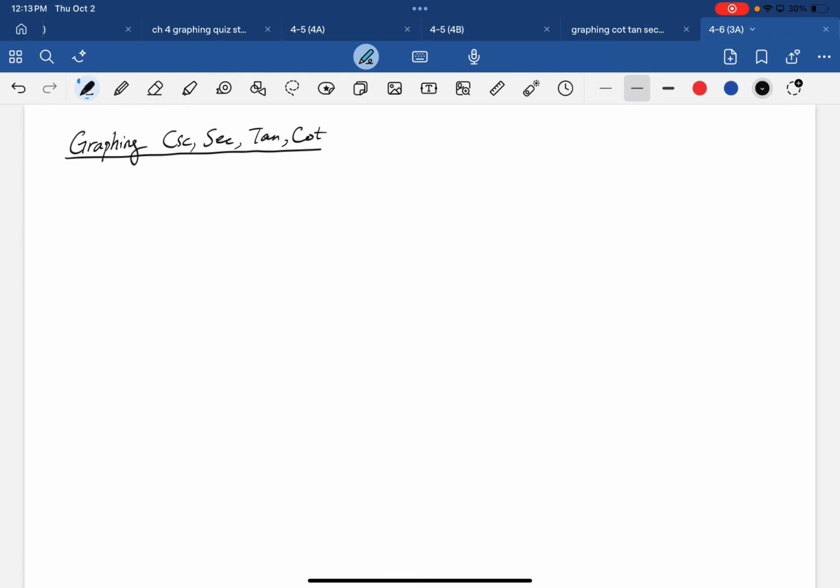All right, so cosecant is just the reciprocal of sine, right? So actually graphing it is not too tricky, it just looks weird. Cosecant x is equal to 1 over sine x.